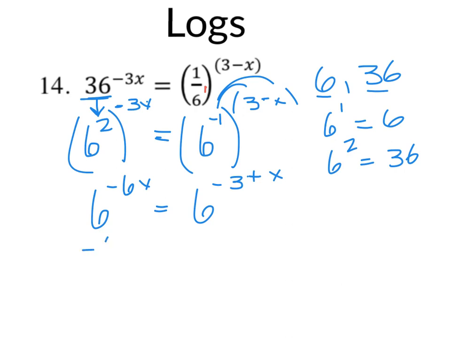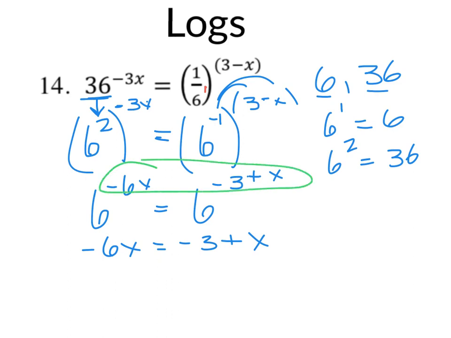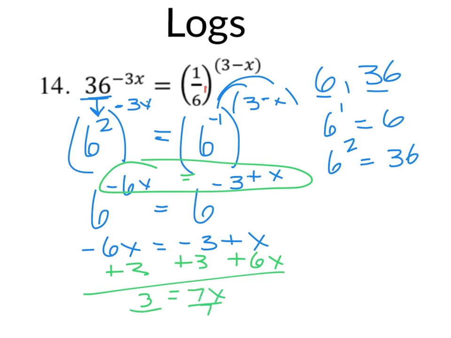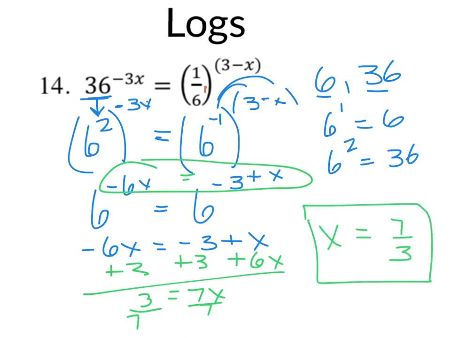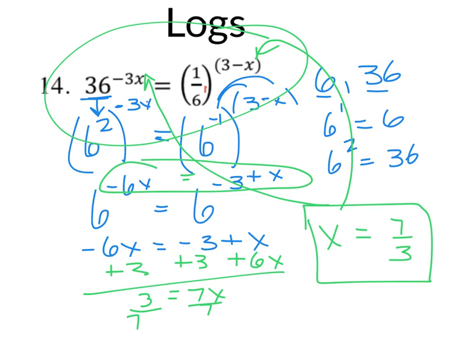Again, since these like bases are the same, we can actually just take the exponents, look at those together, set them equal to each other, and solve. So we're going to move the 6x over here to keep it positive. So we're going to add 6x here. We're going to add the 3 over to keep it positive. And we're going to have 3 equals 7x. And then we're going to divide both sides by 7. And that is going to give us x equals 3 over 7. Again, if you would like to check it, you can always plug that into both of these, and it should give you the exact same answer on both sides.